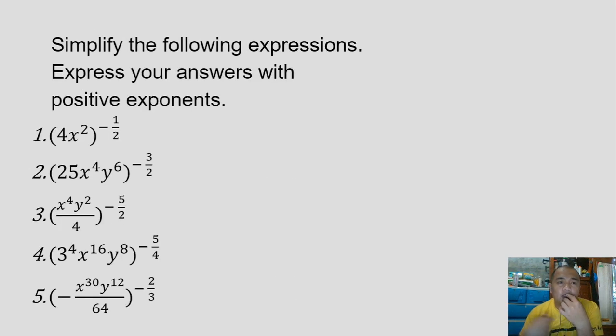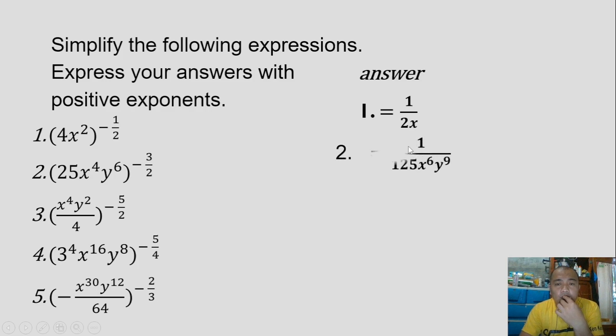Simplify the following expressions. Express your answer with positive exponents. 4x squared raised to negative 1 half is equal to 1 over 2x. So this will become 1 over 4x squared raised to 1 half. 4 raised to 1 half is 2. X squared raised to 1 half is x. So tama. Number 2.